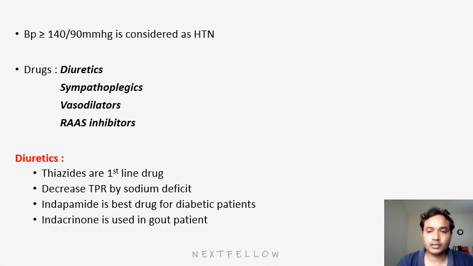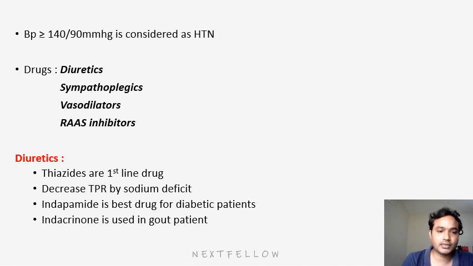For theory purposes, we will remember these drugs as diuretics, sympathoplegic drugs, in which we have beta blockers, and vasodilator drugs. That means CCBs, potassium channel openers and nitrates will come. RAS means renin system: ACE inhibitors, ARBs, all of this is covered in the RAS system. So we'll discuss each one.